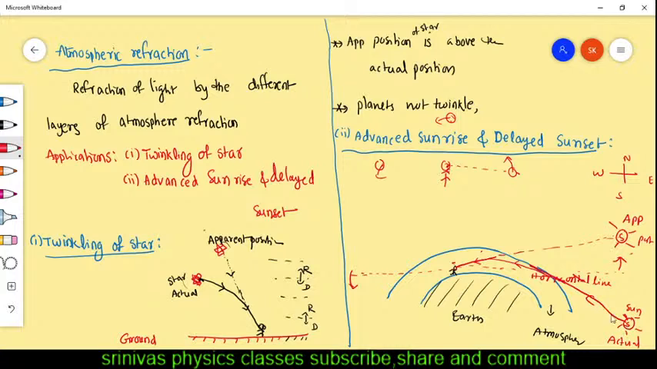Actually, the sunlight starts here like this. And this is the original position of the sun. Sunlight starts here and goes like this. When it enters the atmosphere, different layers will act as different mediums. Then it will bend towards the normal, and reaches the person's eye.